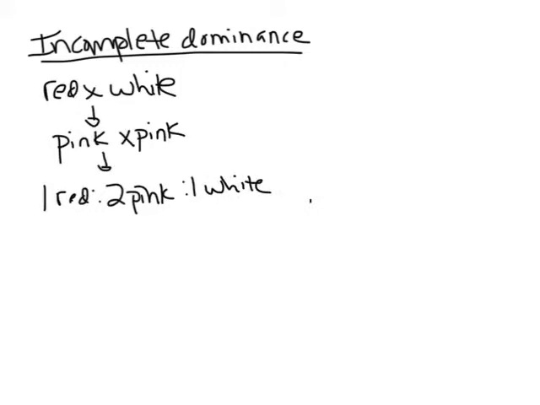So this should look like a pretty familiar ratio, the 1 to 2 to 1, but it really looks like what we've seen genotypically, where you have three different categories. So far, our monohybrid crosses have been 3 to 1 phenotypically. This is a 1 to 2 to 1, and let's look at why.